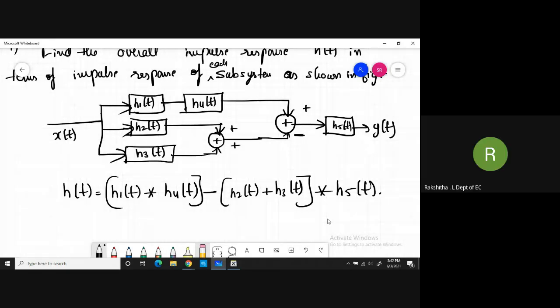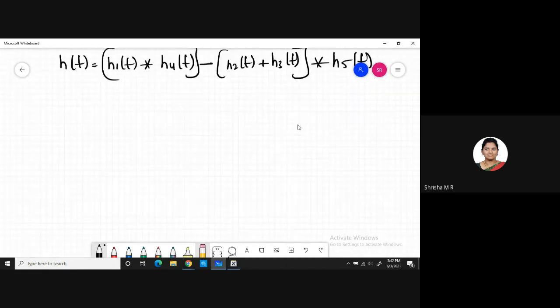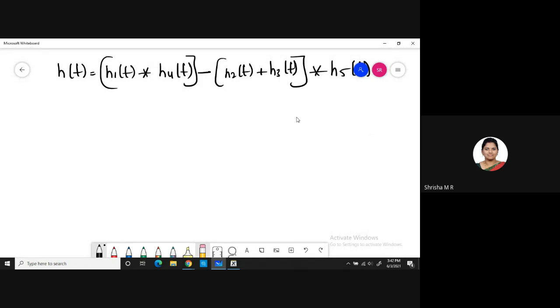Yes, ma'am. So they might give a problem like this. They'll give you a system and tell you to write the impulse response equation for h of t. Or there is one more method. They'll give you the equation and tell you to write the subsystem. So take down the next problem.